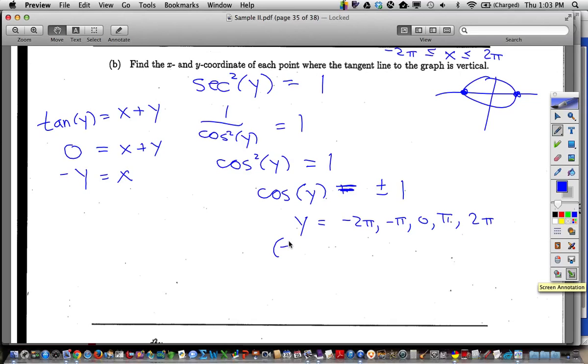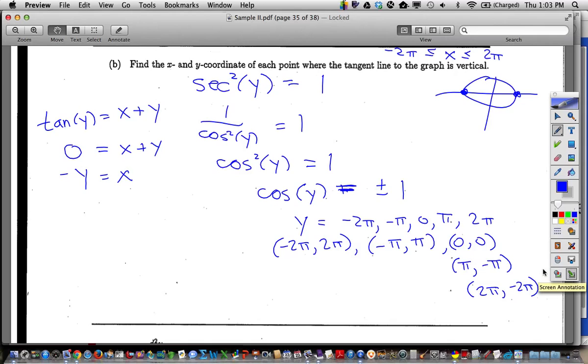So if I have negative 2 pi for x, my y is going to be 2 pi. If I have negative pi for x, then y is pi. If I have 0 for x, y is 0. If I have pi for x, negative pi for y. And 2 pi for x, that's negative 2 pi. So that turned out to be a little easier than I thought it might end up being, where I didn't have to plug each one in individually and solve for x. Okay? So at those points, this curve is going to have a vertical tangent line.